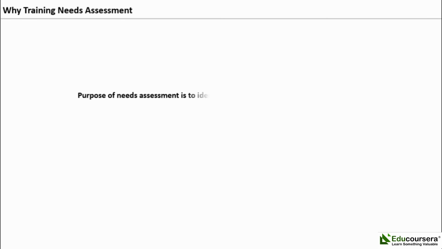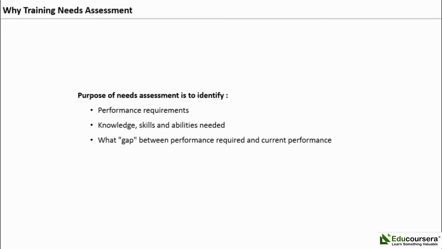The purpose of needs assessment is to identify performance requirements, knowledge, skills and abilities needed, and the presence of a gap between performance required and current performance. Furthermore, they are used to fulfill organizational mission, improve productivity, and provide quality products and services. The basic focus should be on improving the knowledge, skills, and attitudes, KSAs, of employees. What KSAs are required? Do we have the required KSAs today? If not, then what? Do those who possess the KSAs perform with competency? Do we need KSA refreshment and enhancement?